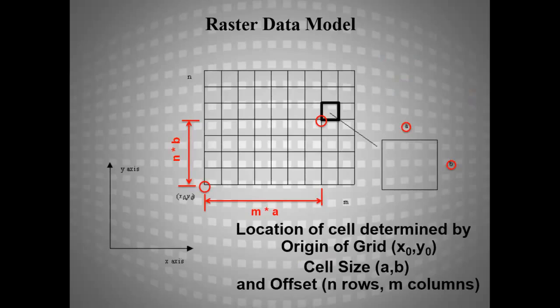How do you locate things in the raster model? Remember in the vector model we had coordinates of points, and lines were connected points, and polygons were lines that closed in on themselves, but they were all based upon coordinates, x, y, and maybe z coordinates. In the raster model you have coordinates for the corner of your grid, and then since you know the cell size, you're able to specify the location of another cell by how many cells over or up the cell that you're interested in is. So you have an origin, you have a cell size, and you have an offset.